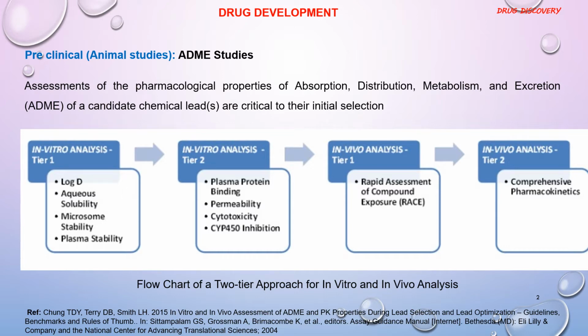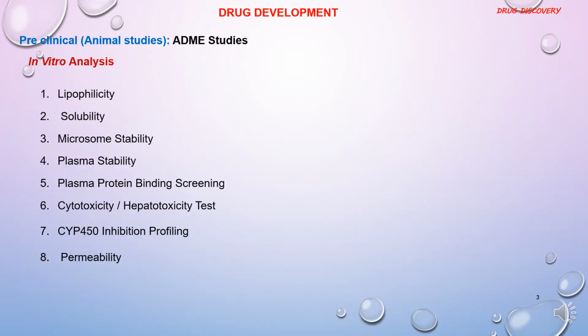The flowchart here shows the two-tier approach of in vitro and in vivo analysis for ADME studies in preclinical trials. In vitro analysis in ADME studies include lipophilicity studies of the target molecule, solubility, microsome and plasma stability, plasma protein binding and screening of cytotoxicity and hepatotoxicity test, cytochrome P450 inhibition profiling, and permeability studies.